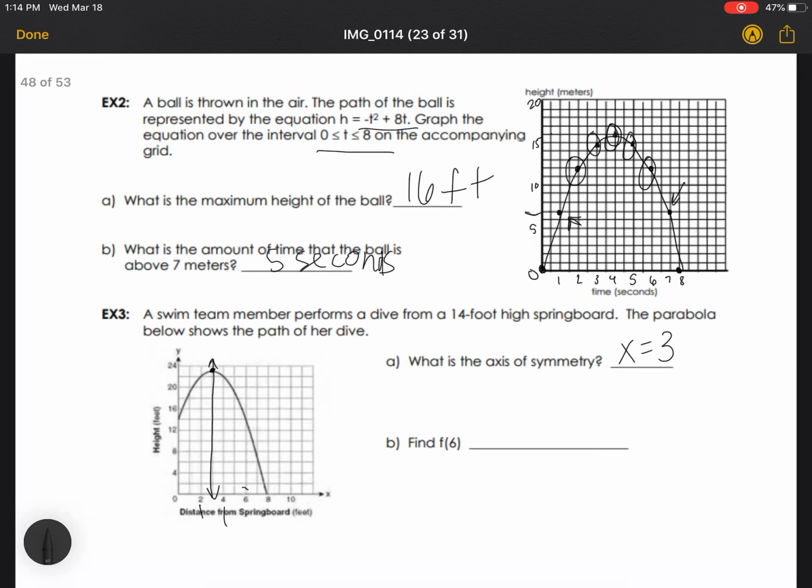Part B says find f of 6. So they want to know where the function is at an x value of 6. If we follow that up to where the function is, it's about right here, which is about, we'll say, 14 feet. Halfway between 12 and 16 is about 14.